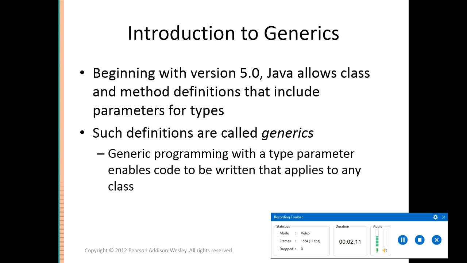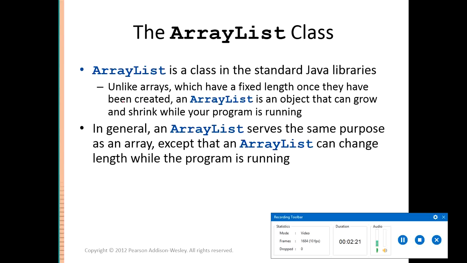Alright, moving ahead. Beginning with Java version 5.0, Java allows class and method definitions which include parameters for types, and they are called generics. ArrayList is a class in the standard Java libraries, and unlike arrays, which have a fixed length, ArrayList does not have a fixed length. It can grow and shrink while your program is running. That's quite an important difference and an important point for ArrayList. In general, ArrayList serves the same purpose as an array, except that an ArrayList can change length while the program is running. So it can shrink or it can grow.